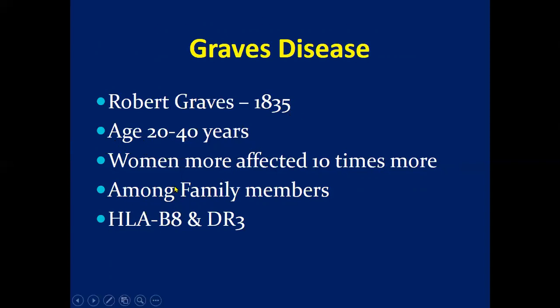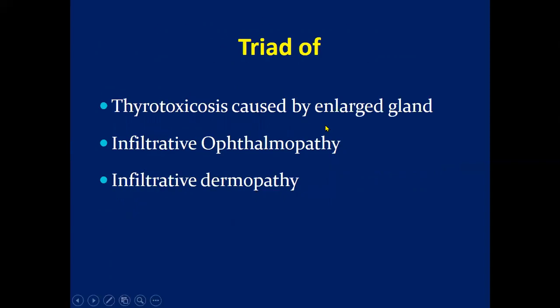It also runs in the family, and it is common in those persons who have HLA-B8 and DR3. These are some brief outlines of Graves' disease. Basically, it is a triad of three things. That is thyrotoxicosis caused by the enlarged gland. Second is the infiltrative ophthalmopathy. And third one is the infiltrative dermopathy.